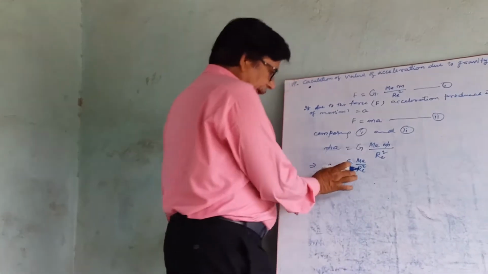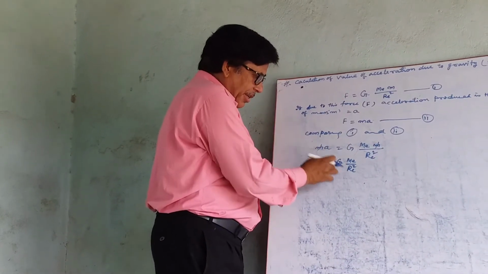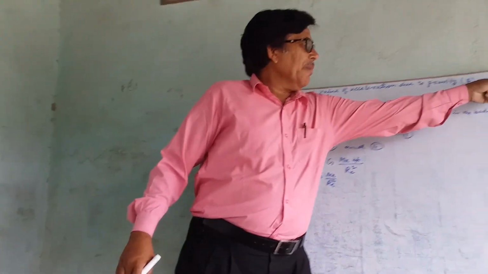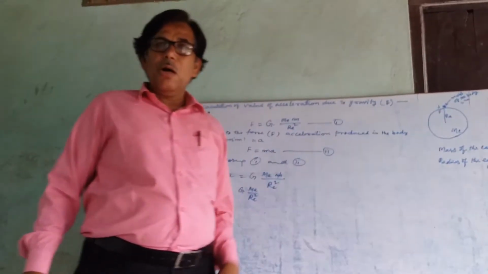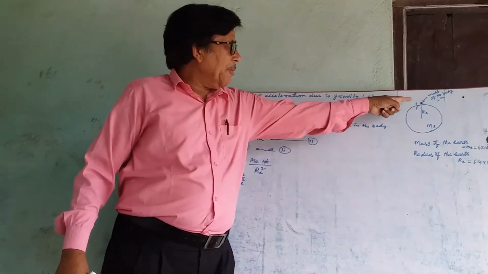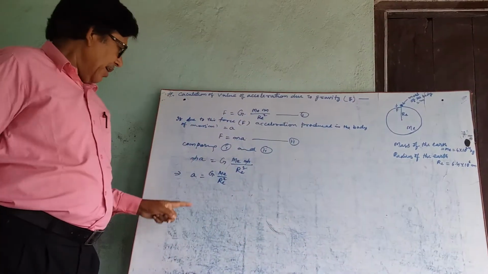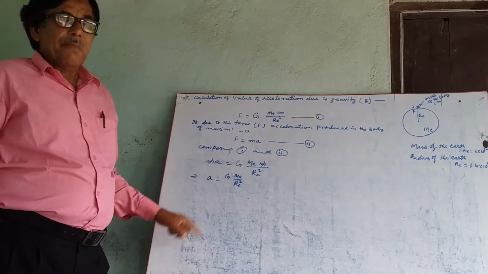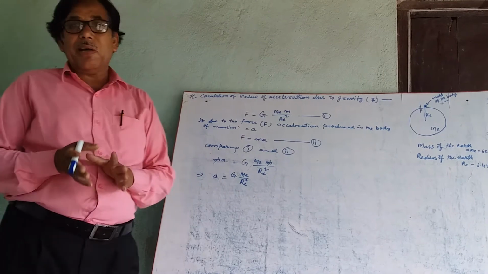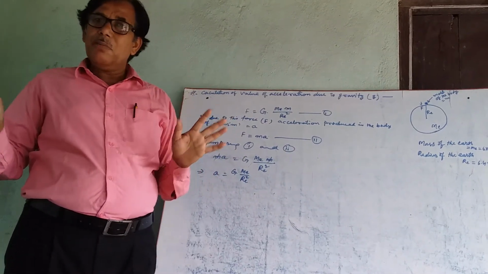And we see that the value of acceleration is independent of the mass of the body, whether it is a light body or a heavy body. No matter, acceleration will be the same. This means acceleration due to gravity is not affected by the mass of the body.